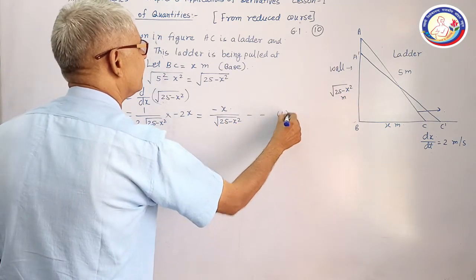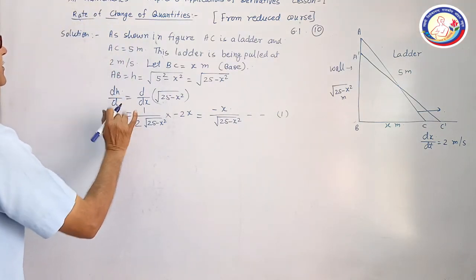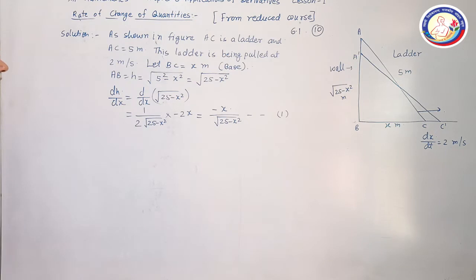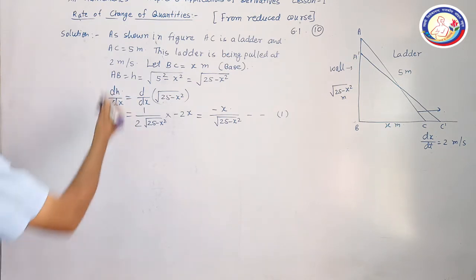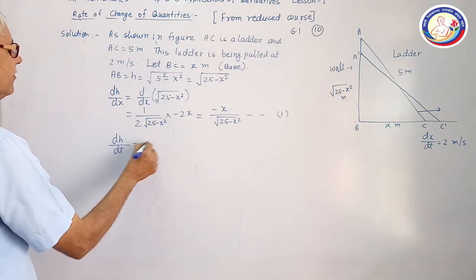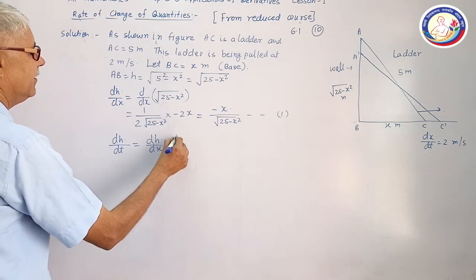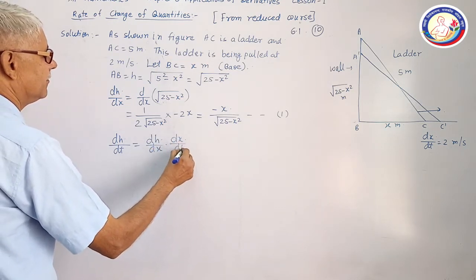Note this, let's call it 1. Now what is ds by dt? Sorry, this is dh by dx. I have written it wrong. dh by dx is this. Now dh by dt is equal to dh by dx and dx by dt.